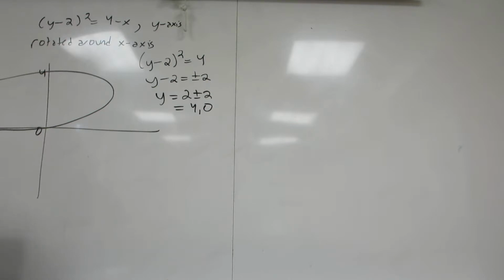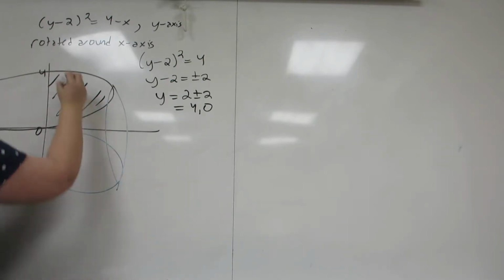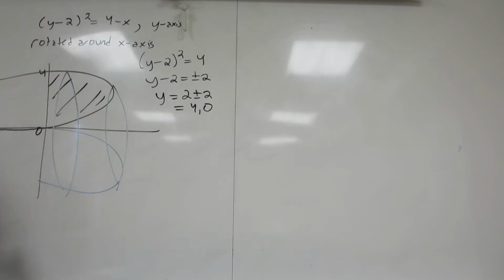Now, I want to rotate this around the x-axis. So this is my original region. When I rotate it around the x-axis, it's like it gets copied down to here, and we get a lovely bundt cake-like shape.